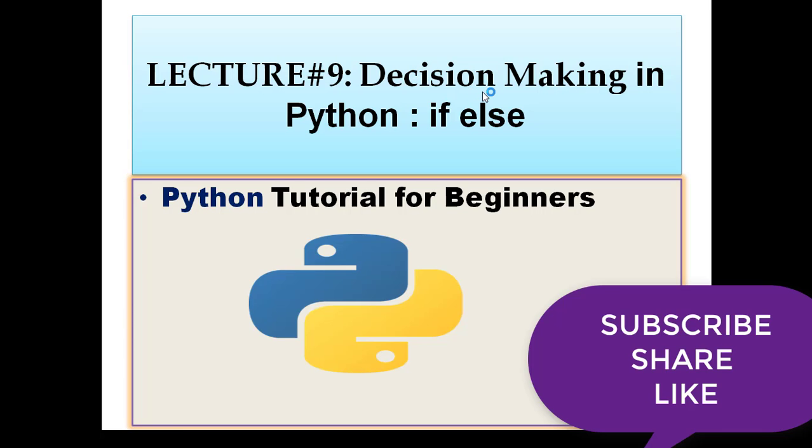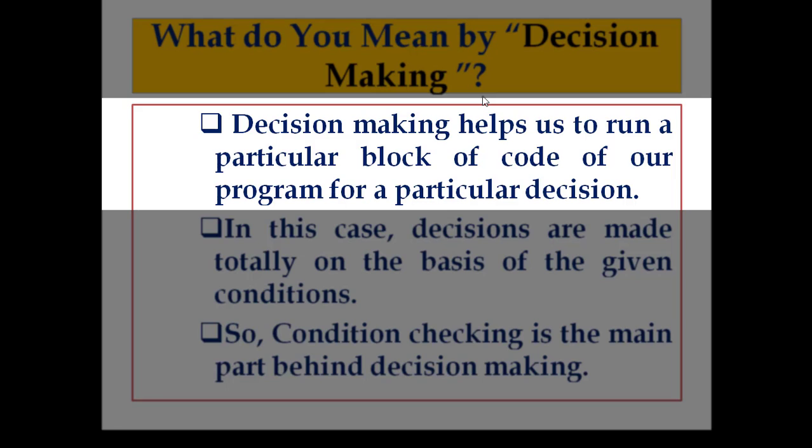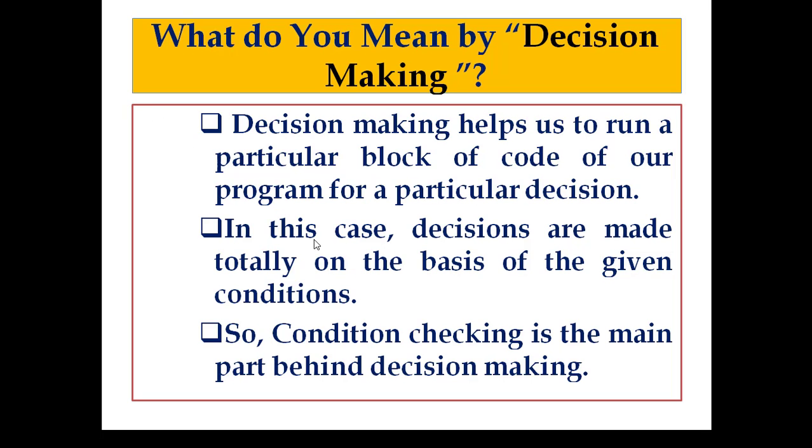Okay, so let's start. What do you mean by decision making? Decision making helps us to run a particular block of code of our program for a particular decision. By the term decision making, we mean that some condition will be there based on which a decision needs to be made, whether we need to execute that code or not. In this case, decisions are made totally on the basis of a given condition.